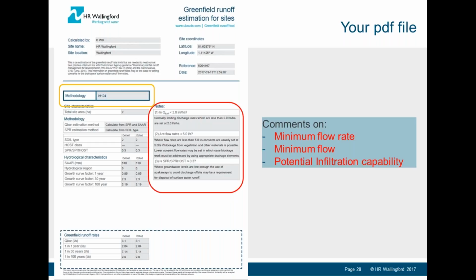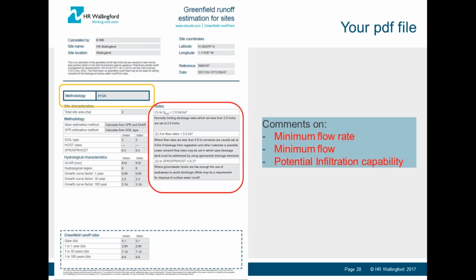So if the minimum flow rate is less than 2 liters per second per hectare, which you would get for sandy soils, a comment is made to highlight the fact that 2 liters per second per hectare is normally set as a minimum. Similarly, if you have a small site, if the minimum flow rate is less than 5 liters per second, then a comment is also made to suggest that the limiting discharge might be set at 5 liters per second. And I will come to this again on the next tool.